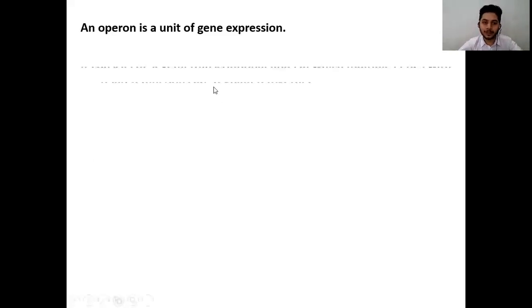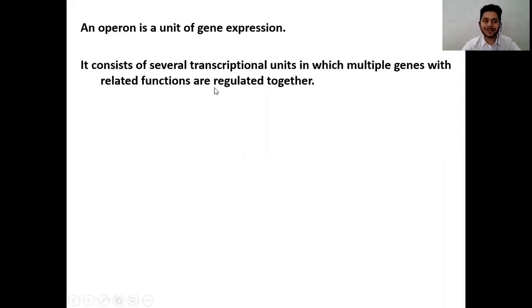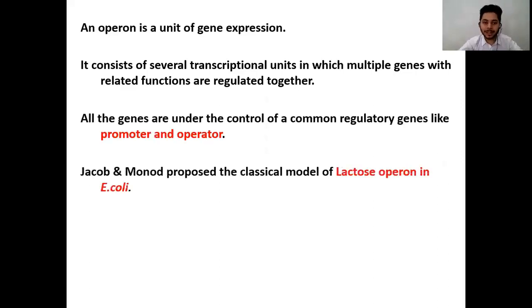Now, what does an operon constitute of? An operon consists of several transcriptional units, and within these transcriptional units, you'll have multiple genes that have related functions. So functionally related genes are together present in an operon. All these genes are said to be regulated together within an operon. And how are they regulated together? All these genes are under control of common regulatory elements, which you've already studied, like your promoters, operators, and enhancers. All these help you to regulate the functioning of an operon.